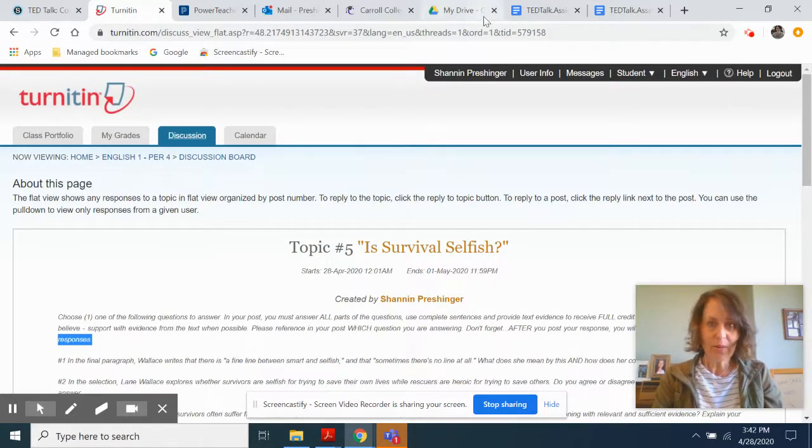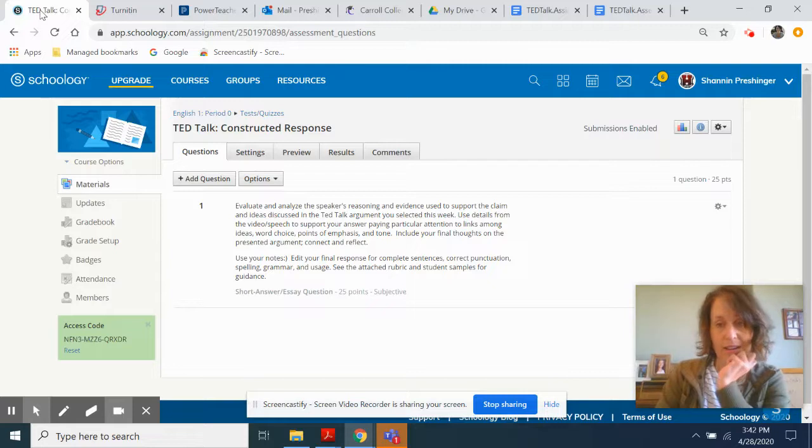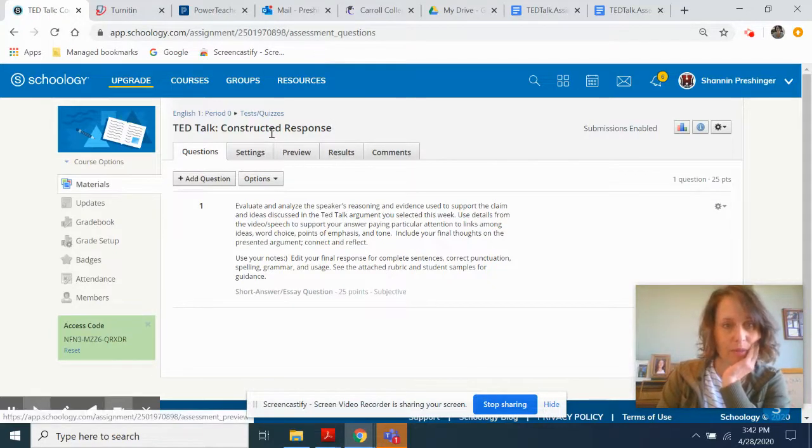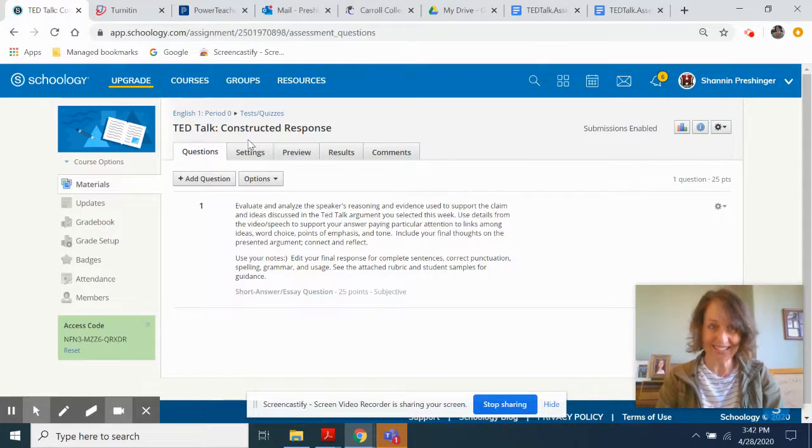What I really want to focus on is this TED Talk assignment. So I'm going to go out, and I've already completed my assignment, so I'm going to look at the response now. This is the assessment. It's under tests and quizzes, which makes it a little green puzzle piece. You'll notice it says here, when I go ahead and log in, let me refresh that actually, and then we'll see what it looks like.